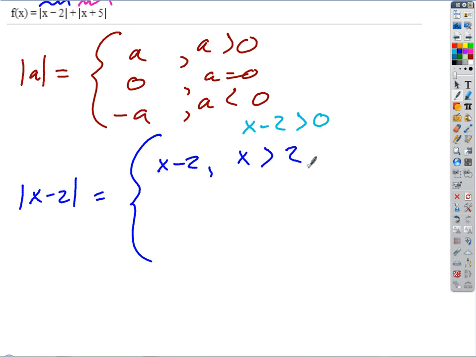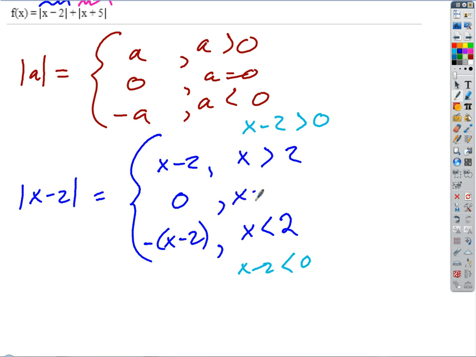It's equal to the opposite of that, negative the quantity x minus 2, whenever x minus 2 is less than 0, which would just be when x is less than 2. Does that make sense? And then in the in-between case, it's equal to 0 whenever x equals 2. Okay, make sense? So there's that one.